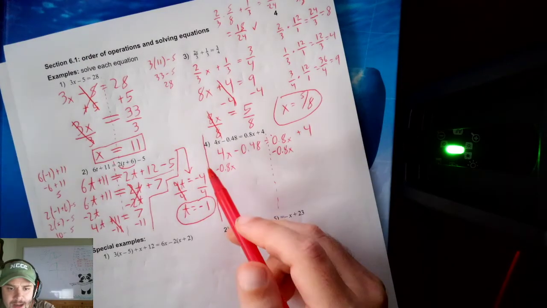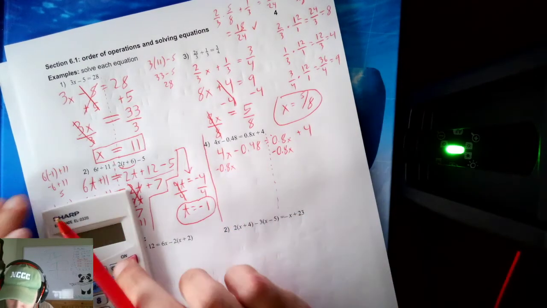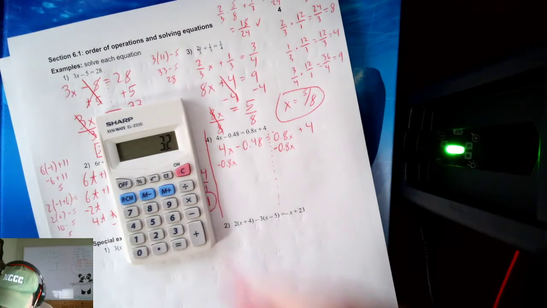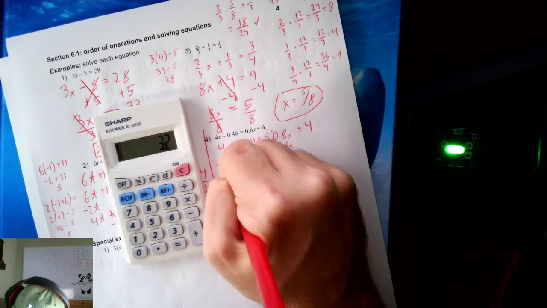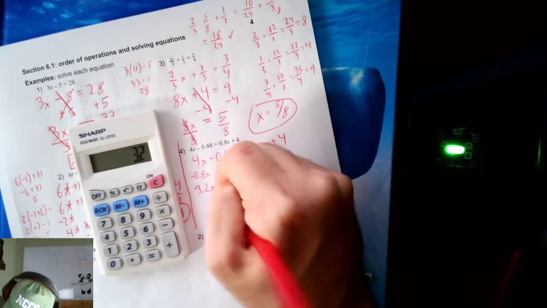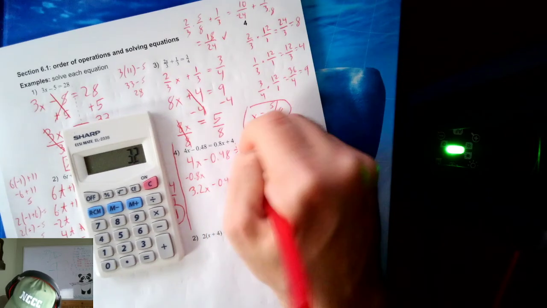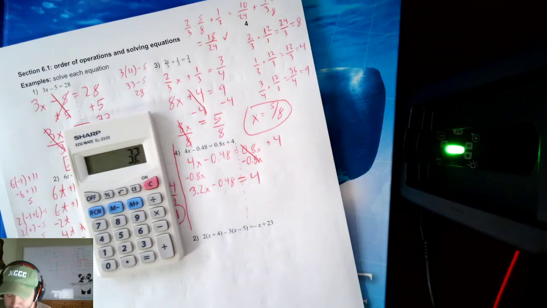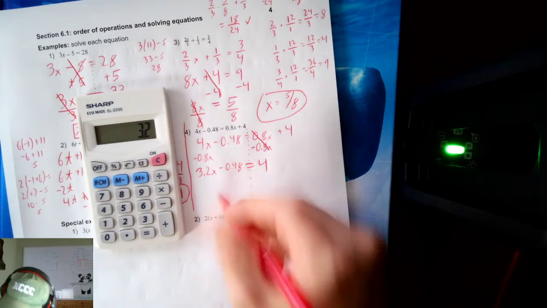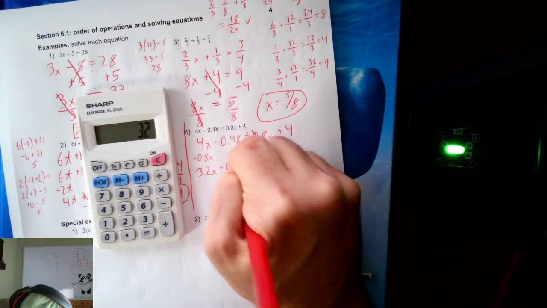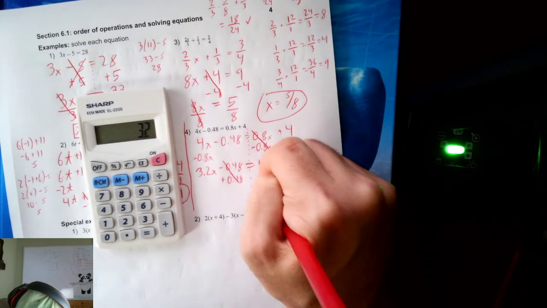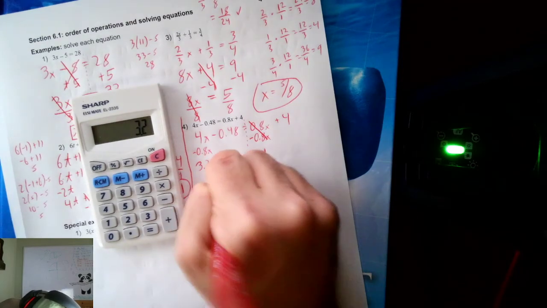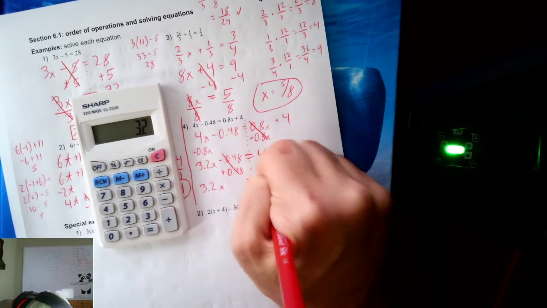Now, how do I know what number is 4x minus 0.8x? Well, if I use my calculator and do 4 minus 0.8, I get 3.2, right? So I'll put 3.2x here, minus 0.48. These ones canceled out. I'm left with plain old 4 on that side. Now I got to move the 0.48. I'll add 0.48 to both sides, which gives me 3.2x equals 4.48.